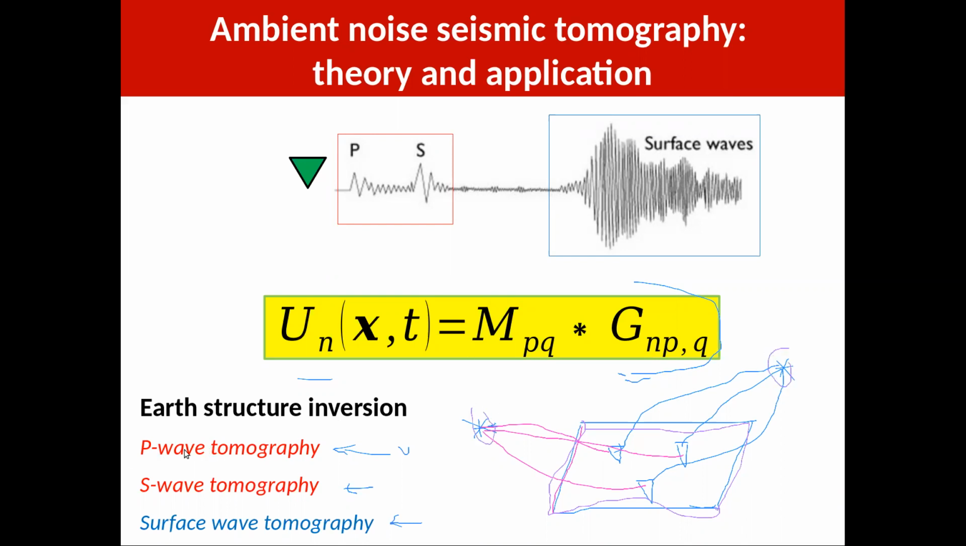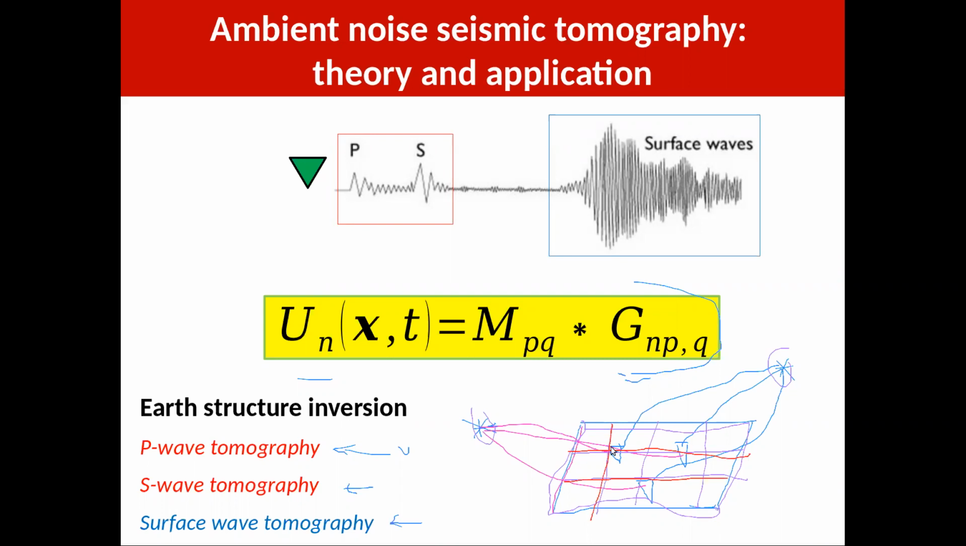The P wave tomography just uses the P wave part of the waveform, the S wave tomography uses the S part of the waveform, and for surface wave we use the surface wave part. You remember in the Monday lecture when we talked about acoustic tomography, we divide our rectangular box into some small boxes.